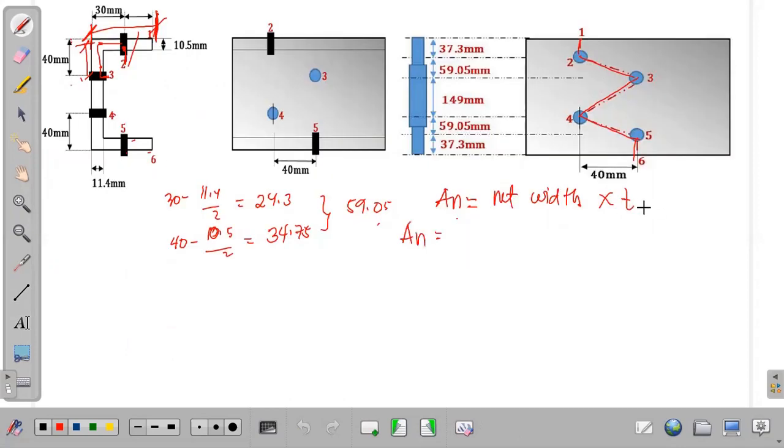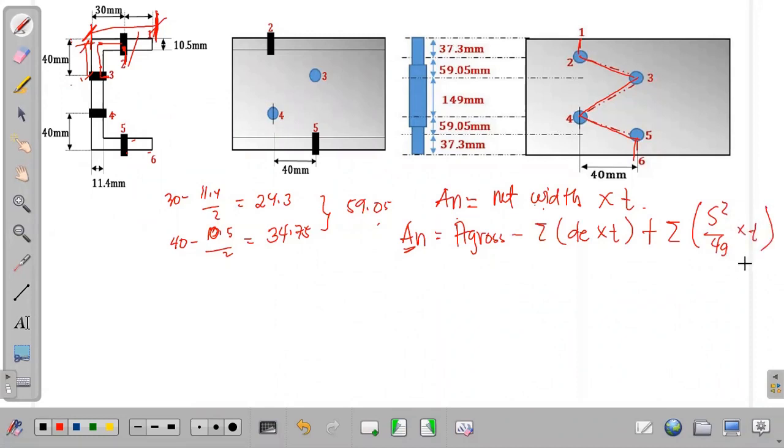Pwedeng pagka given yung thickness, net width, or pwedeng yung net area natin is just the area gross. Huwag nating i-multiply ng thickness: area gross, minus the summation of DE times the thickness, plus the summation of S squared over 4G times thickness. Siyempre, area ang hinahanap natin. Okay? Staggered, kaya meron tayong S squared over 4G. Area gross given.